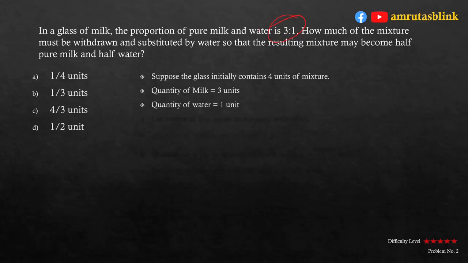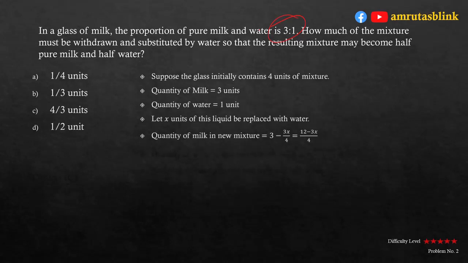Now moving to the next part of the question, how much mixture should be withdrawn and substituted by water so that the resulting mixture may become half pure milk and half water? So suppose it is being asked how much of the mixture must be withdrawn. Let's assume that X units must be withdrawn from the mixture, and again those X units are replaced with water. So initially out of 4 parts there were 3 parts.